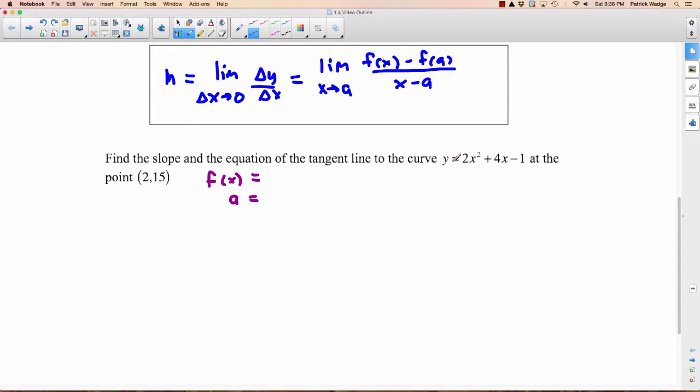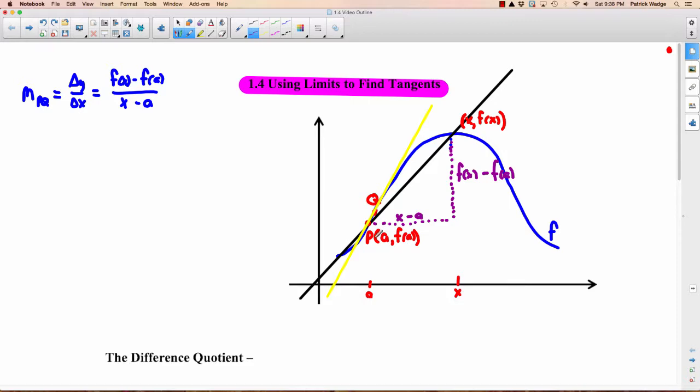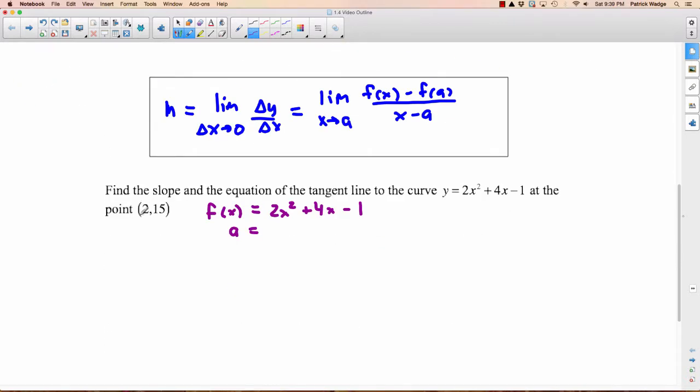F of x is no problem. F of x is just the same as y, right? So f of x is 2x squared plus 4x minus 1. Now, your a value, remember, that was the x value of the point you're actually interested in. The point we're interested in here is (2, 15), so our a value would be 2. Okay, with that figured out, we can start to use this formula right here.